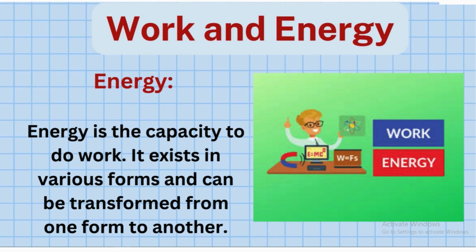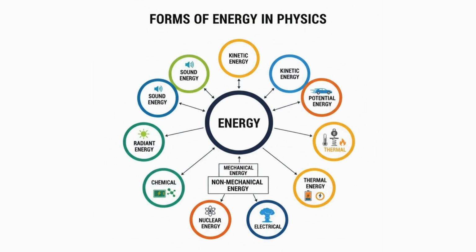There are different forms of energy, and we will discuss each one by one with respect to their functions. For example, kinetic energy, potential energy, thermal energy, electrical energy, nuclear energy, chemical energy, radiant energy, sound energy, and again kinetic energy. These different types of energy are used in daily life to perform different functions.